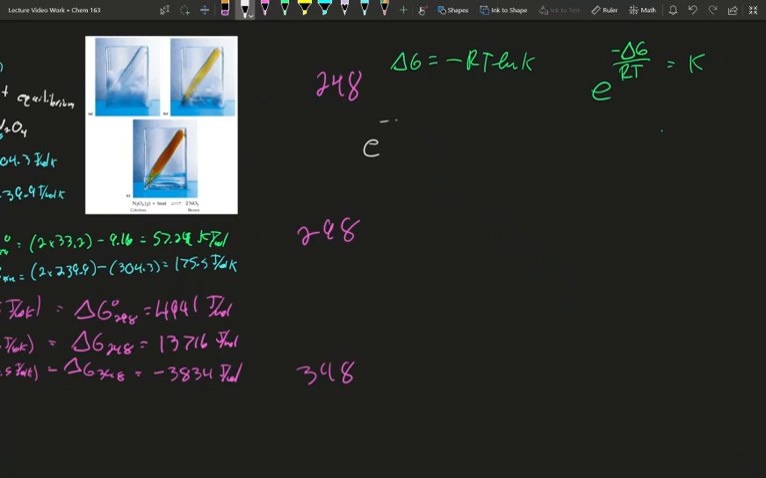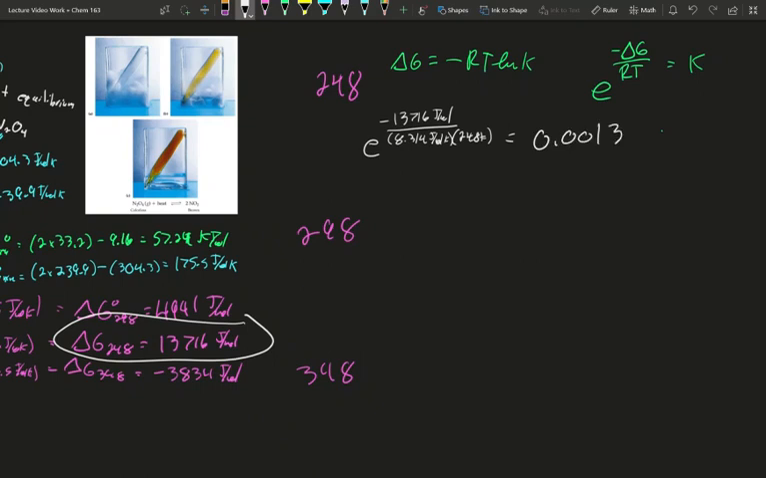e to the negative 13,716 joules per mole for 248, divided by, well, R is 8.314 joules per mole Kelvin, and the temp we're using here is 248 Kelvin. So we can solve out that equilibrium constant. We'll find that it is 0.0013.